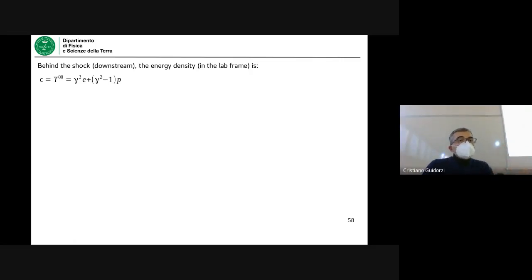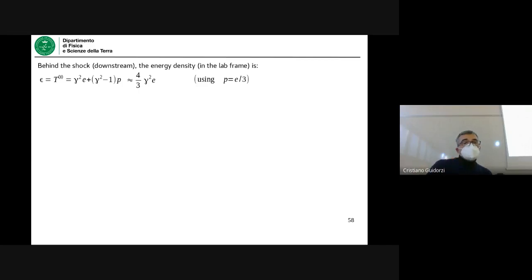We can calculate the total energy within the volume. This is just a matter of taking the energy density associated with the stress energy tensor, the T00 component, which I remind you is gamma squared E plus and so on. This concerns the downstream fluid, because we want to calculate the total energy within the volume, so it's all shocked fluid. In the case of a strong shock, the equation of state is just P equals E over 3.